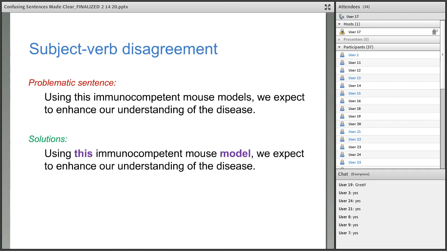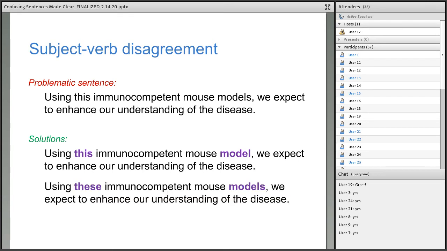If the author is referring to one model, we should make the word model singular so that the sentence reads, "Using this immunocompetent mouse model, we expect to enhance our understanding of the disease." If the author is referring to more than one model, we should make "this" plural by changing it to "these." Now the sentence reads, "Using these immunocompetent mouse models, we expect to enhance our understanding of the disease."